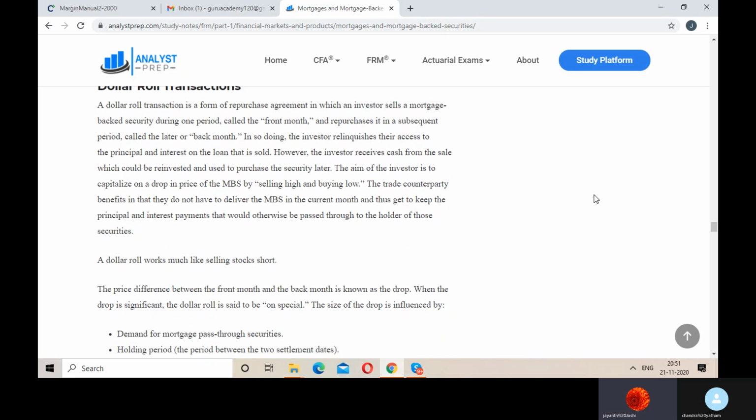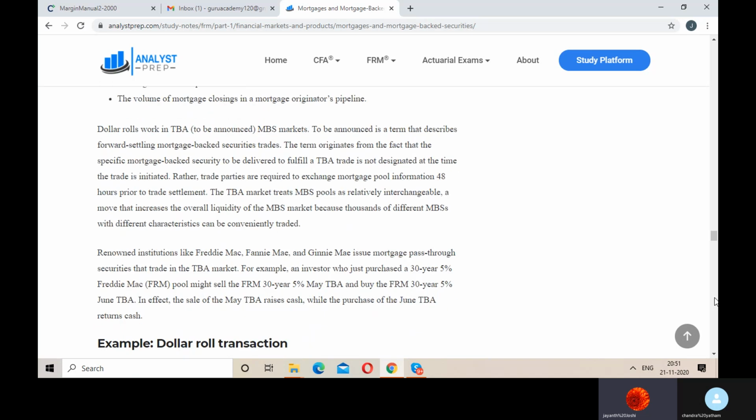So what is happening here is he is selling in the front month and buying back in the later month. The investor relinquishes their access to the principal and interest on the loan that is sold. So the investor receives cash from the sale, which could be reinvested and used to purchase the security later. All these things you'll understand properly if you see this question. Let us see this.